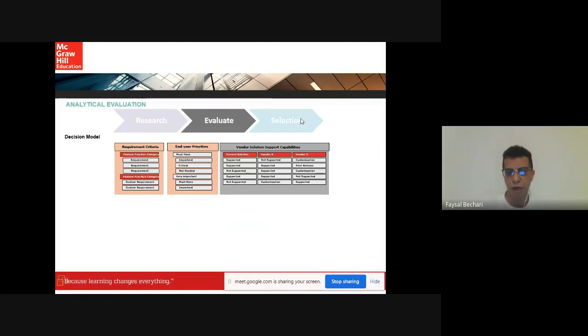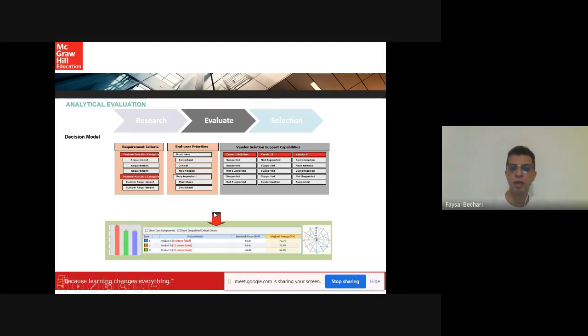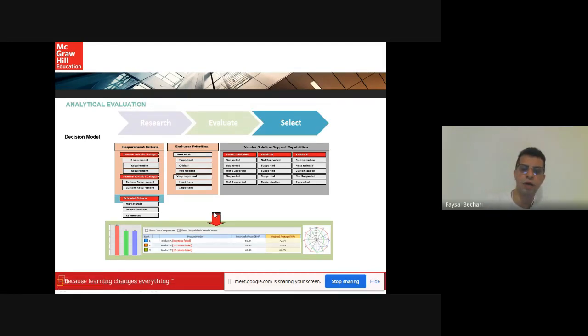For example, if you look here, it says vendor solution support. Your current solution is supported, but if you bring vendor B, it's not supported, and if you bring vendor C, it's customizing. If you are just looking for this part, then you would rather stick with your solution. But if you look at the whole thing, here you see vendor B is supported, supported, supported. So if you compare this with this, then vendor B is better than your current solution. Something like that.